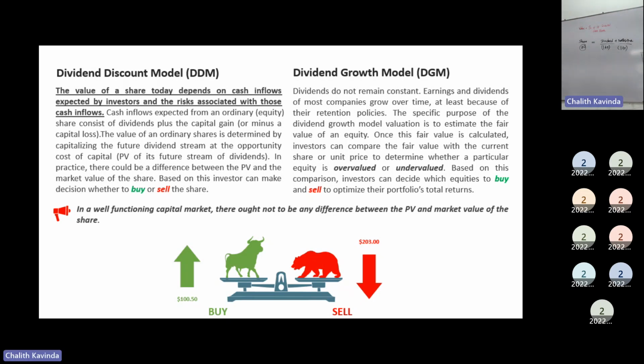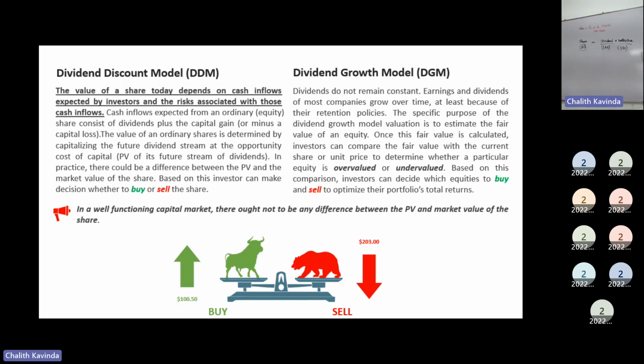Then the other one is the dividend growth model. We know that dividends do not remain the same; they are growing. So we insert a variable in our model to calculate that. Dividends do not remain constant. Why? As the company's earnings increase, the company is in a position to pay a higher dividend. Earnings and dividends of most companies grow over time, at least because of their retention policies. If you keep more retained earnings, you can invest and make more profits in the future and pay them to your shareholders.